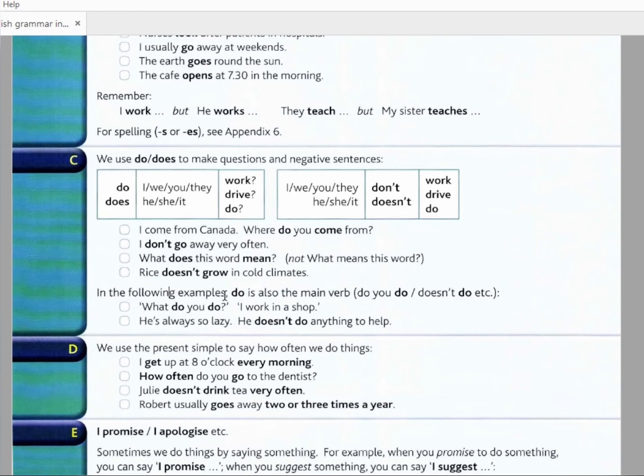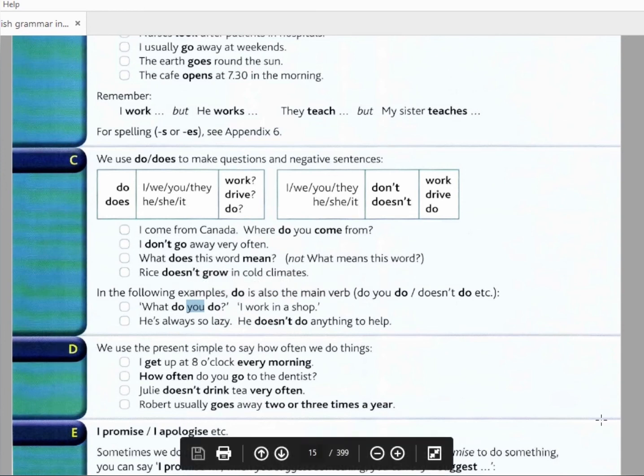In the following examples, we studied that "do" is also the main verb. We say that this "do" is not like this "do." This one is about the form of the question in present simple, and this one is the verb. Do not confuse these two words. So let's move to D.